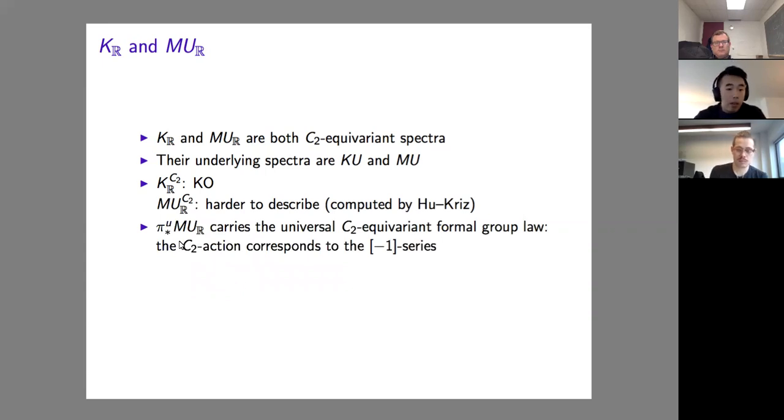Now, if I look at pi star of MU, pi star of MU by Quillen's theorem is the Lazard ring, which classifies... Can I ask a question? Yeah, of course. What about the geometric fixed points? The geometric fixed point of KR is trivial, and the geometric fixed point of MUR is MO.